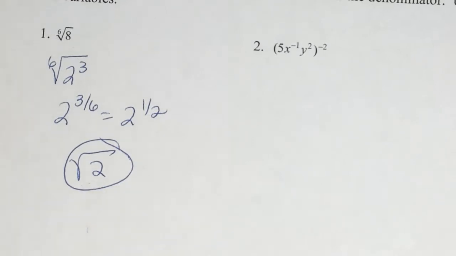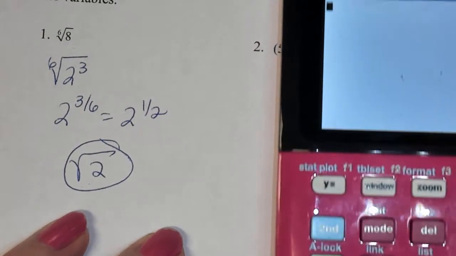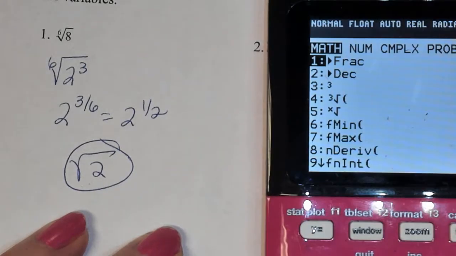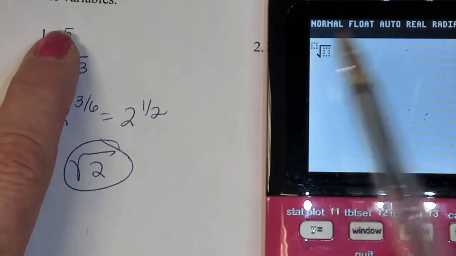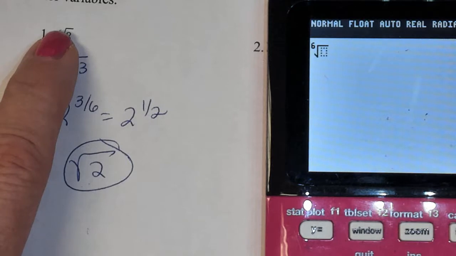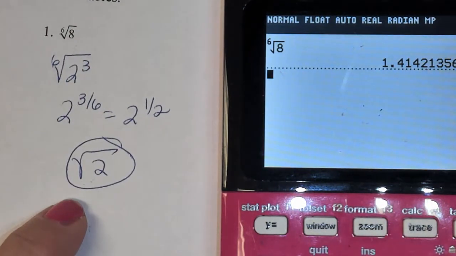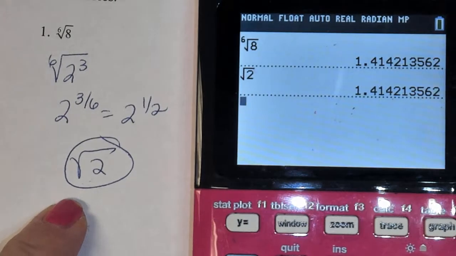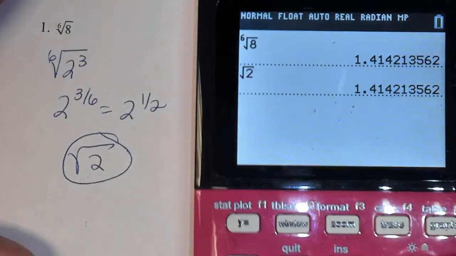If I were to check this on the calculator, maybe I did this work and I'm not sure that's correct. I could see if they're equivalent. I don't know if I've shown you guys this, but if you go under math, we have all these roots here. If I go down to number 5, that's the xth root. It asks me, what root do you want? I want the 6th root of 8. And here's that answer right there. Well, now I'm going to see, is that the same thing as radical 2? And it is. They're exactly the same. One looks much simpler. Radical 2.